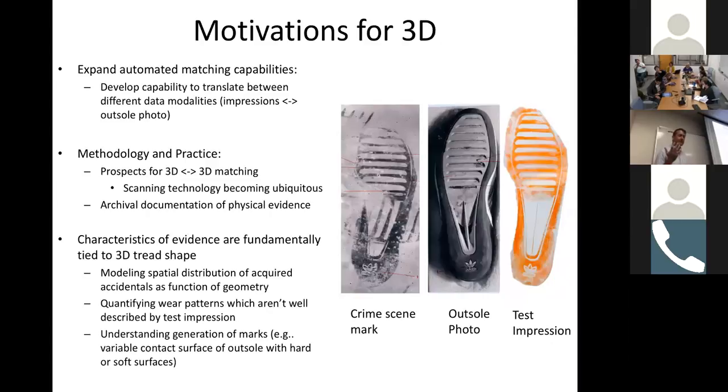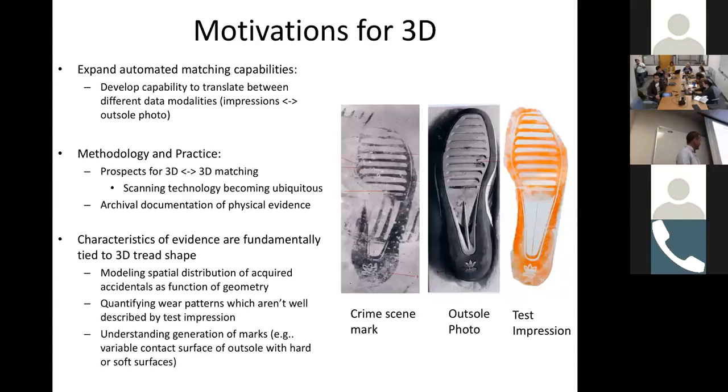motivation here is that the characteristics of that evidence really are somehow tied to the 3D tread shape. So if we think about problems like modeling the spatial distribution of acquired characteristics and accidentals, that depends very much on what parts of the tread are in contact with the ground. If we want to sort of start talking about how to quantify wear patterns in general, they aren't really well kind of characterized by a test impression. Volumes of rubber that have worn away, to some extent you see that in the test impression, but it's difficult to really quantify how much has worn away. Whereas if you really understood the volume of that material, that would give you an idea of what's going on.